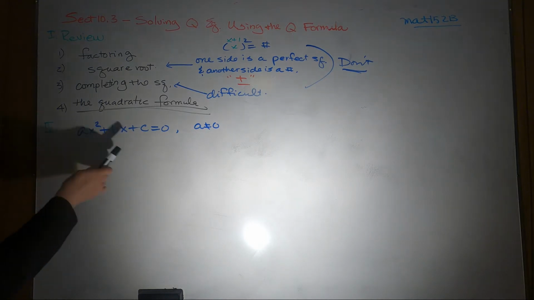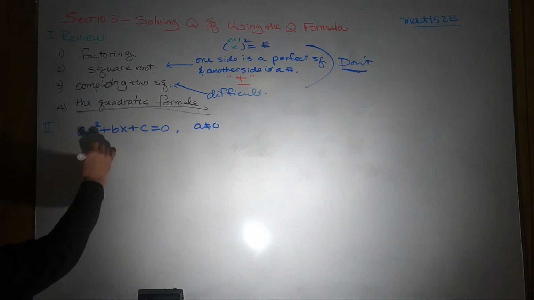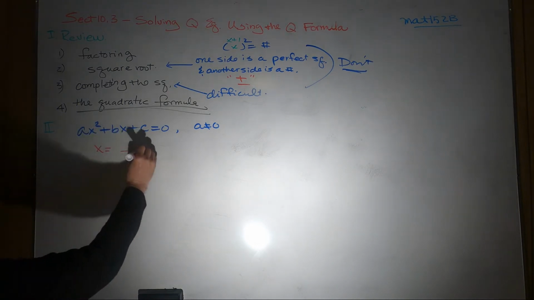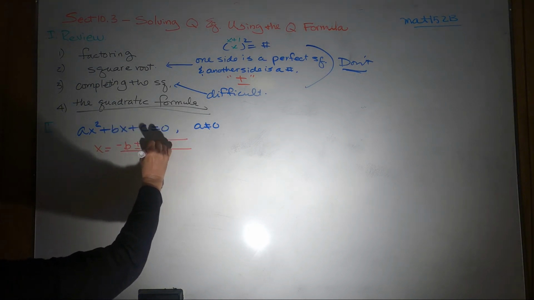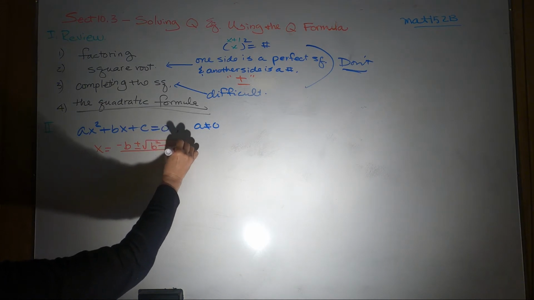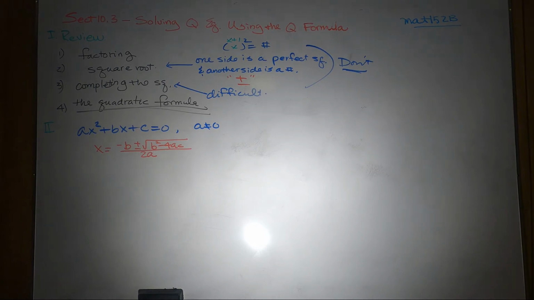If you have a standard form quadratic equation, what's your x? Your x is negative b plus or minus the square root of b squared minus 4ac, over 2a. All you have to do is plug in your a, b, c and you find your answer. That's it. Some examples.